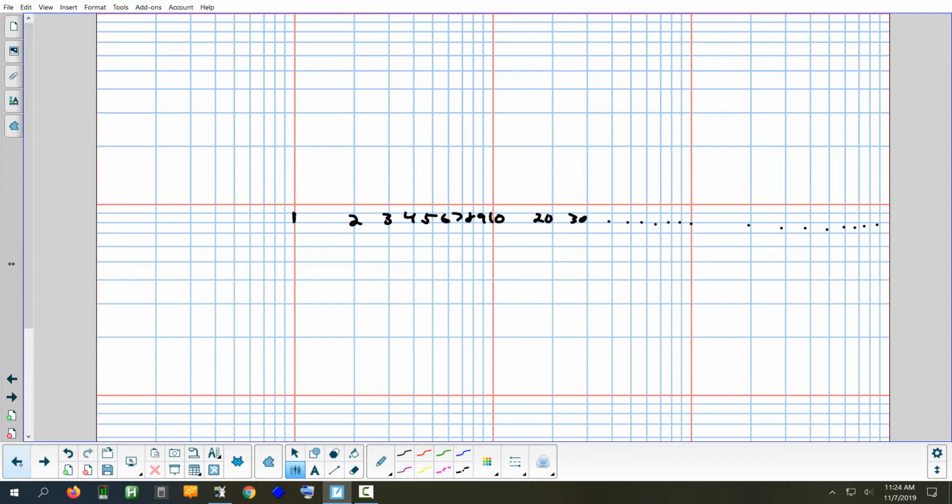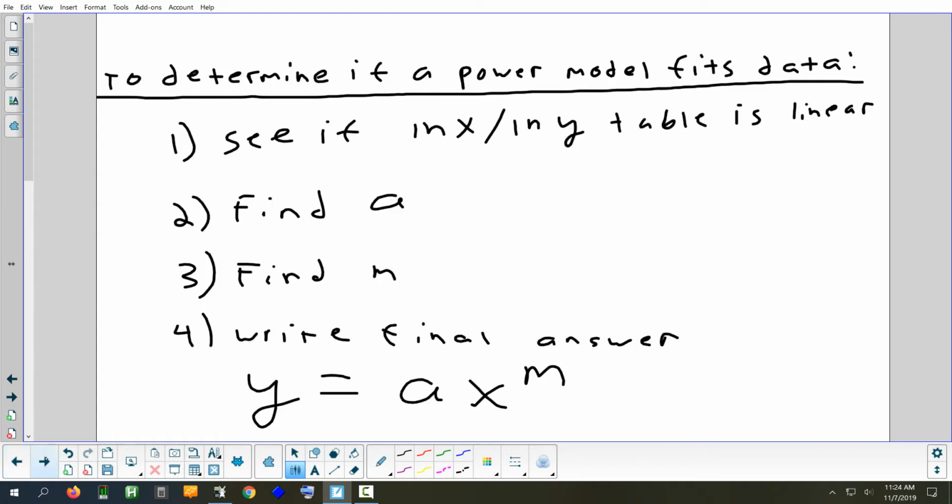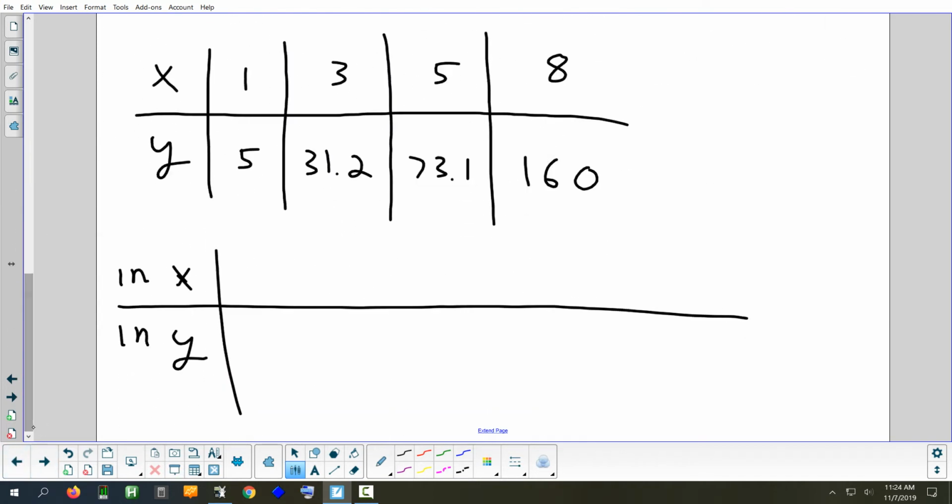But we don't use it. Instead of using that paper, we're going to actually just do it out by hand and take the log of everything in this table, put it on regular paper, and see if it looks straight.